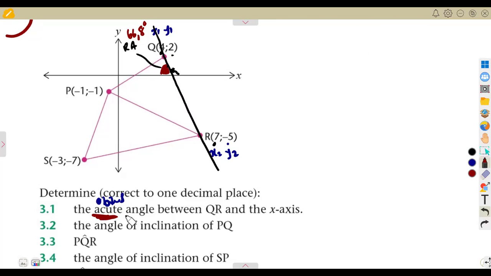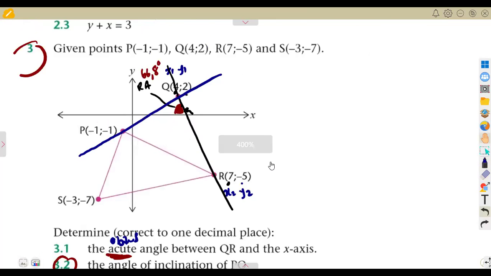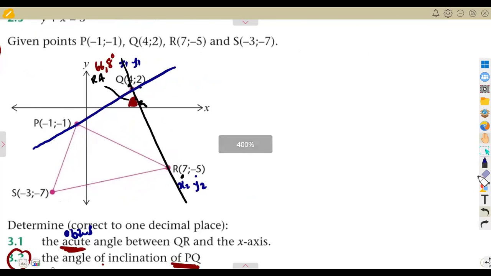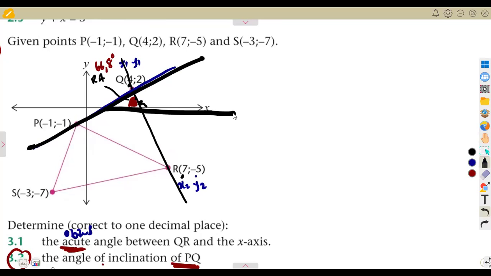All right, 3.2, the angle of inclination of PQ. All right, this one, they need the angle of inclination this time. They need the angle of inclination this time of what? PQ. This is the line PQ. This is P, this is Q. We are talking about this line here, PQ, like this. So which one is the angle of inclination? Remember I said the angle of inclination is the angle that you are going to find between the line and the positive side, which is the right side of the x-axis. This is the line, and this is the side, the positive side of the x-axis, which is the right side of what?